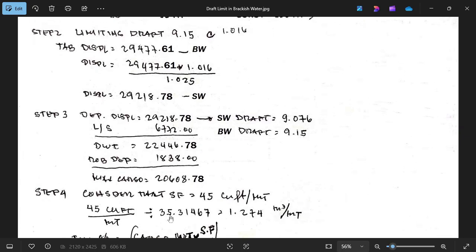Okay, this is the constant, guys, to convert from cubic feet to cubic meter per metric ton. So with this storage factor of 45 cubic feet per metric ton, divide it with this figure, which is the constant, and you will have the value of 1.27 cubic meter per metric ton.